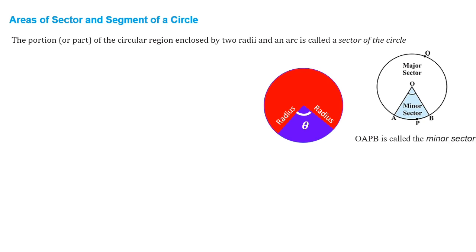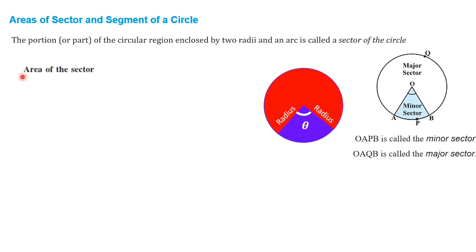Then here OAPB is called the minor sector. You can see here starting from the center, OAPB means OA is the radius, APB is the arc, and OB is another radius. So OAPB is called the minor sector and OAQB is called the major sector. Here you can see starting from the center OA, then Q on the circumference of the circle, and coming back to B. So OAQB is called the major sector. This is the way we represent the sector by using different letters.